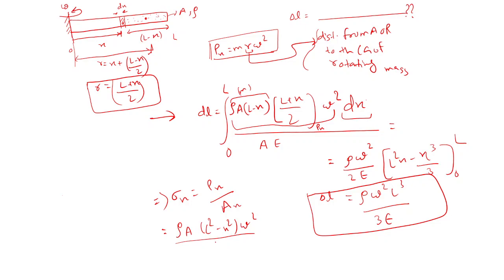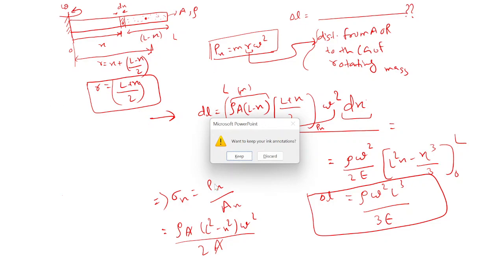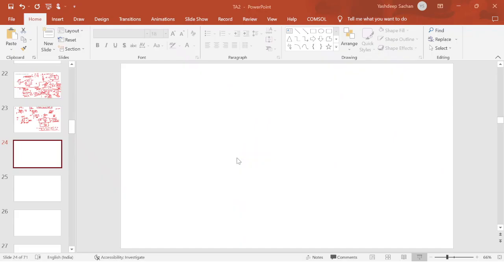So it would be, what will come? 2 will come, and A will get cancelled, and simply it will come, right? Clear or not? So this is the main part that I want to tell. So this part is finished.